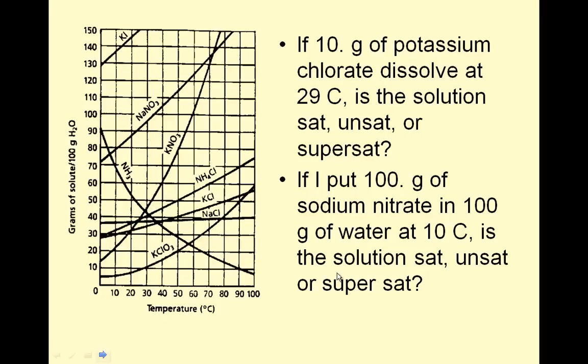So using tables, we should be able to figure out these things. If 10 grams of potassium chlorate dissolve at 29 degrees Celsius, is the solution saturated, unsaturated, supersaturated? So temperature is 29, and I'm looking for potassium chlorate. So potassium chlorate holds about 10, right? So if it's on this line, see my potassium chlorate line? That means it's on the line.